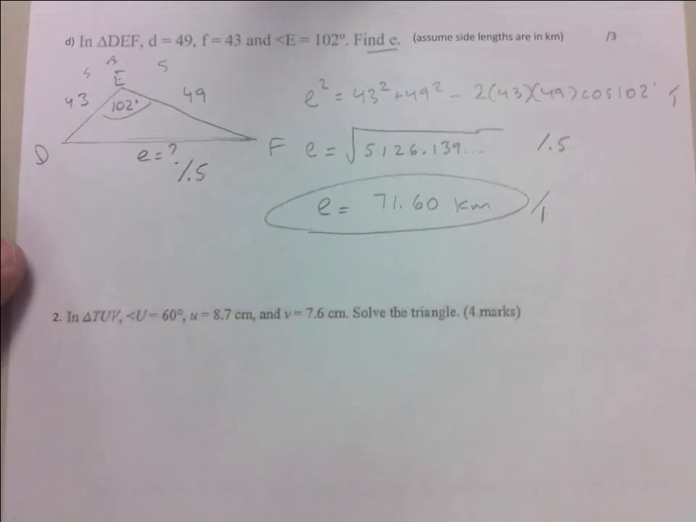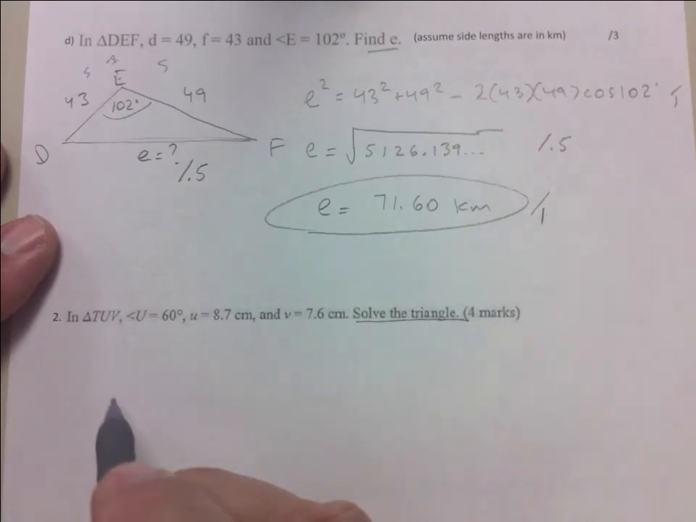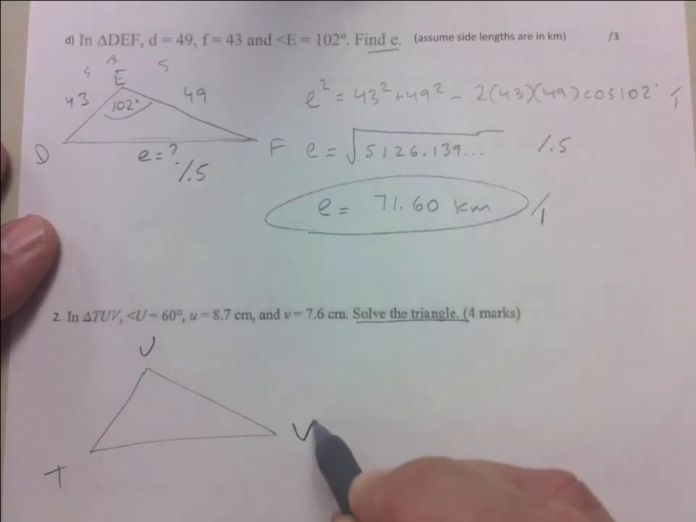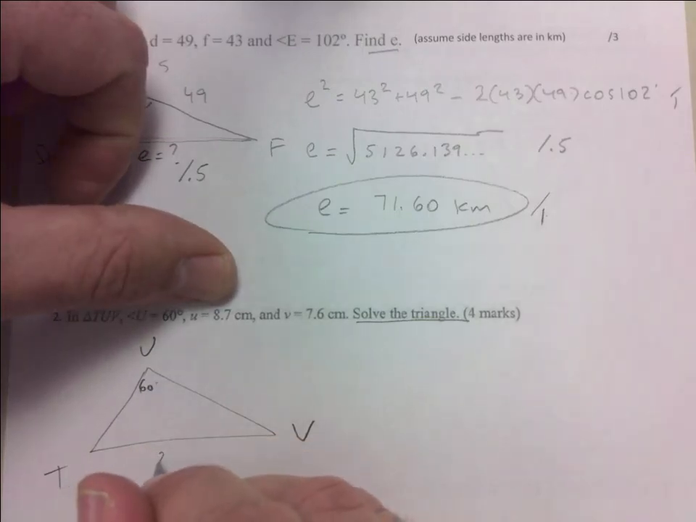Okay, next, TUV. Solve the triangle, it says, so everything needs to be solved. Okay, so TUV, U is 60, this is 8.7.